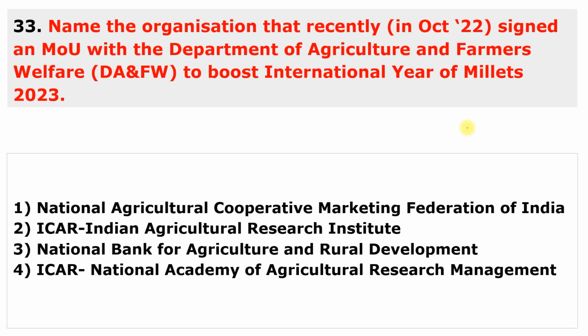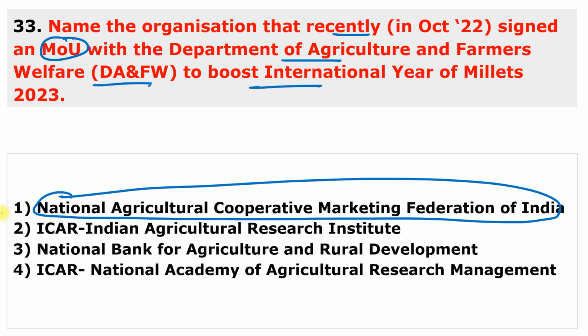Next question is, name the organization that recently signed a memorandum of understanding with the Department of Agriculture and Farmers Welfare to boost International Year of Millets 2023. So this is a static question. Just remember the question as same as in the slide, and the answer of this question is National Agricultural Cooperative Marketing Federation of India. So answer of this question is 1.